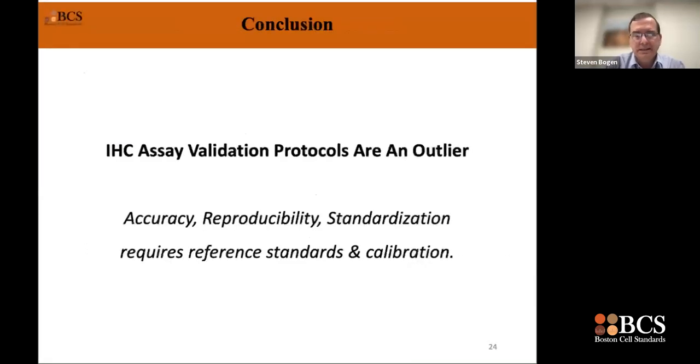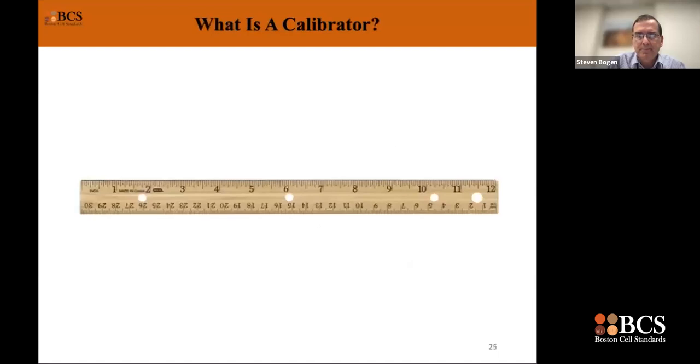So summarizing this section, present IHC validation protocols do not incorporate calibration, which is a standard of practice in every other laboratory testing industry. And without it, we're usually accurate for samples at the extremes, that is negative and high positive, but samples in the middle are problematic. For the next several minutes, I'll share with you a description of the first immunohistochemistry calibrators that my team developed.